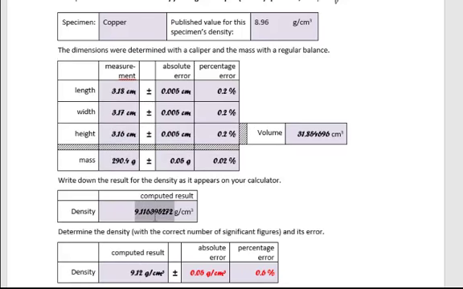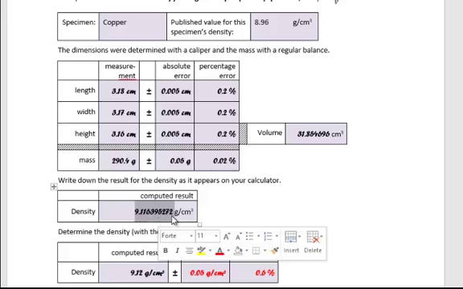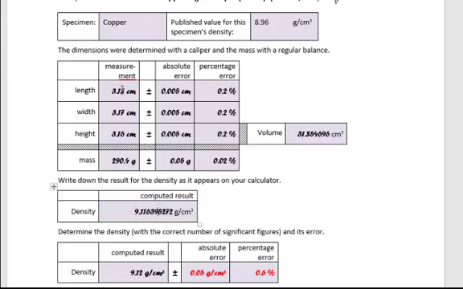But I want people to write down this ridiculous result from the calculator to point out there is no point of the stuff here in the back. This is micrograms per cubic centimeter or something. It has no meaning whatsoever. All right, so that's the calculation for the density and a long discussion on significant figures. Okay, let's look at the absolute error here.